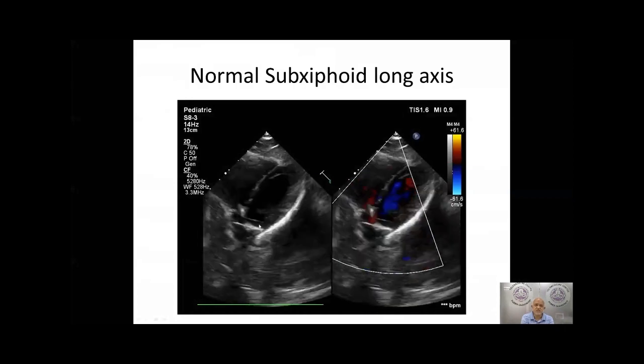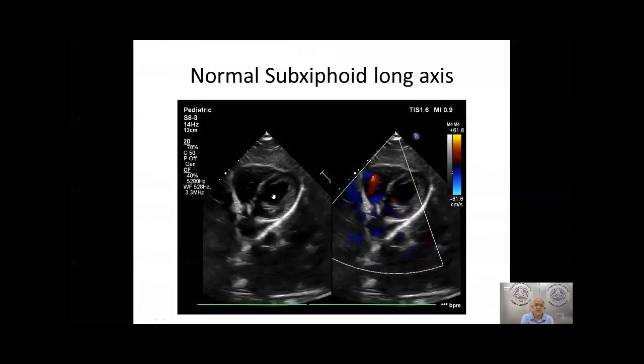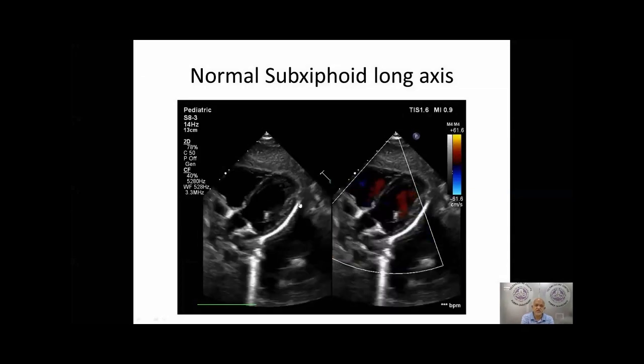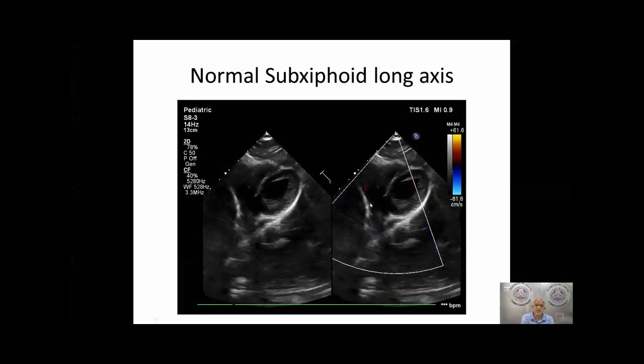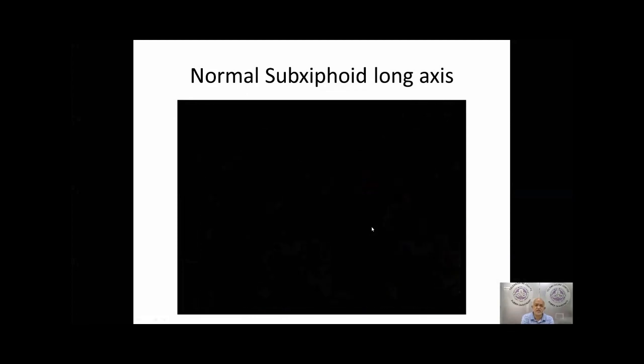You can see very clearly that this is a normal left ventricle, where the left ventricle empties into the aorta without branching. And the right ventricle empties into the pulmonary artery in a crisscross fashion. You can see how it is going like this, and the pulmonary artery going crisscross. So this is a normal pattern in this patient.